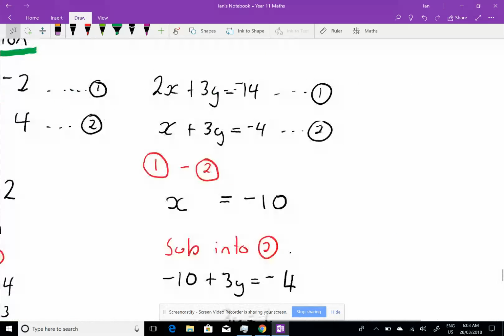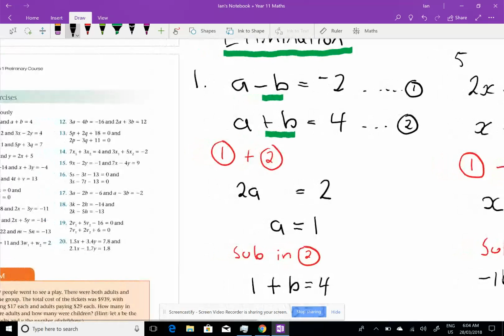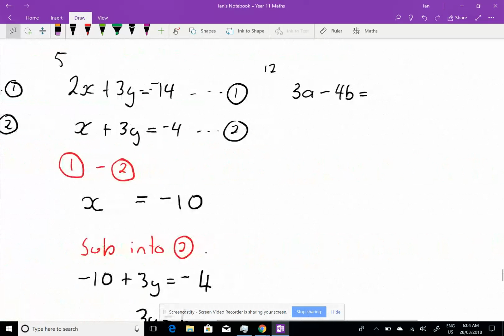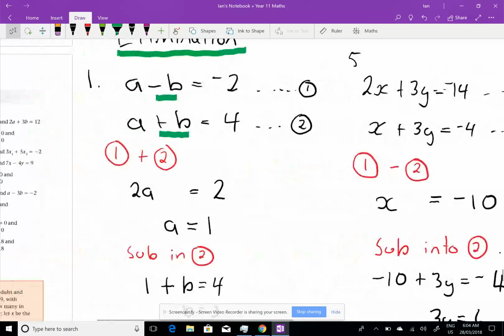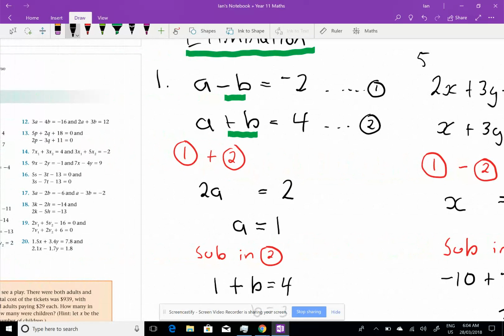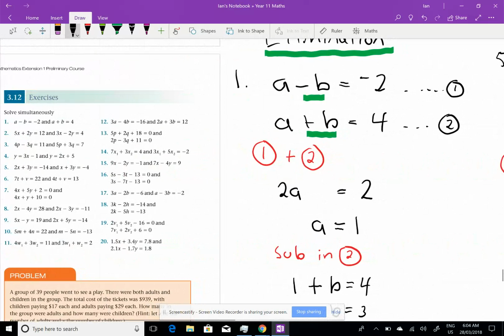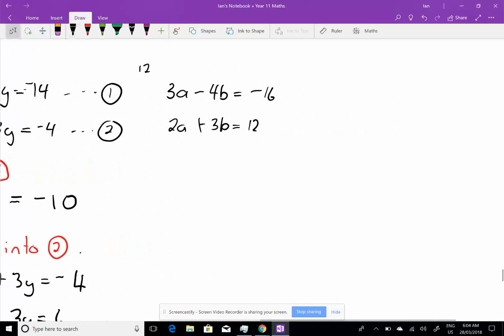So I've got 3a minus 4b equals negative 16, and 2a plus 3b equals 12. Now I'm going to double check that because I don't want to make the same mistake. 3a minus 4b equals negative 16. And 2a plus 3b equals 12. Okay, so there are my equations. Again, let's call this equation number 1, call this equation number 2.